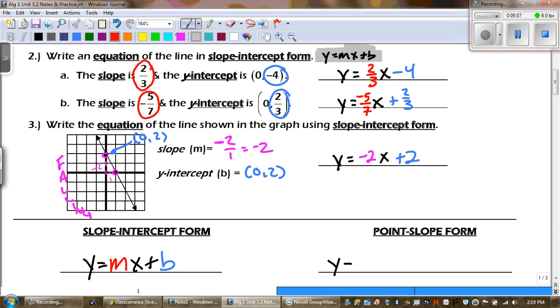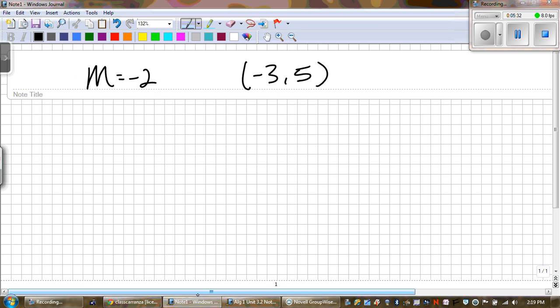And this is point-slope form. So y minus y1 equals your slope times x minus x1. So what we're going to be doing is a little bit different, and you might be like, whoa, Mr. Grice, that equation looks crazy. It's really not that bad. Here's an example.